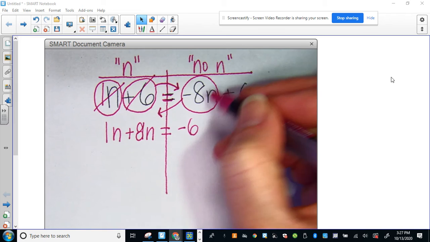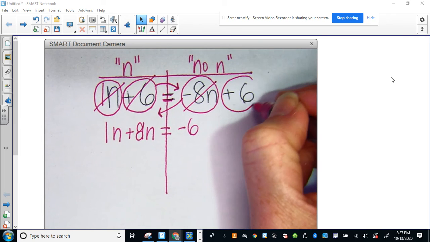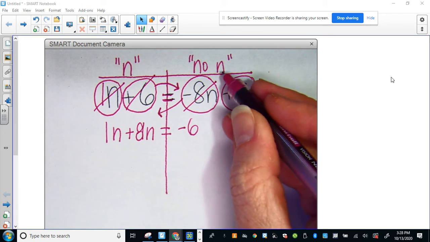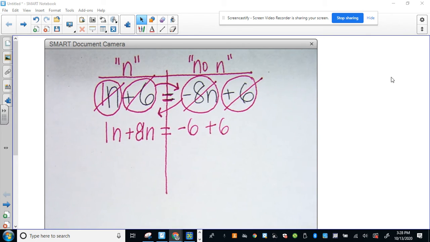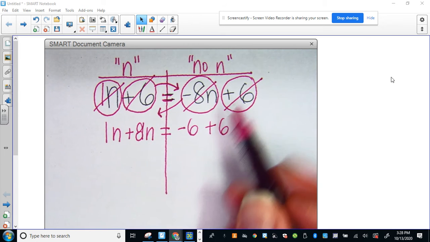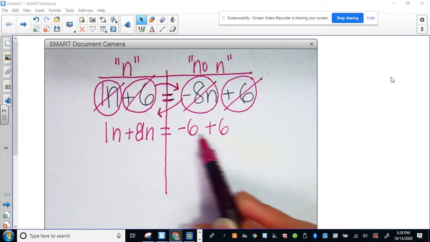Positive 8n. And then we have a plus 6. It doesn't have an n, so it's on the right side. So we just bring it down to a plus 6. So now we have all the n's on this side. This has an n, this has an n. All the ones that don't have an n over here.